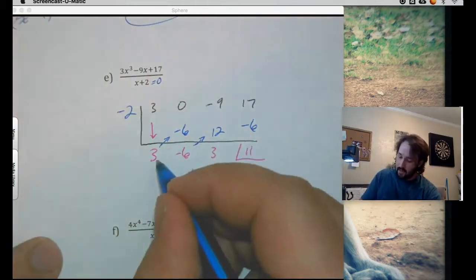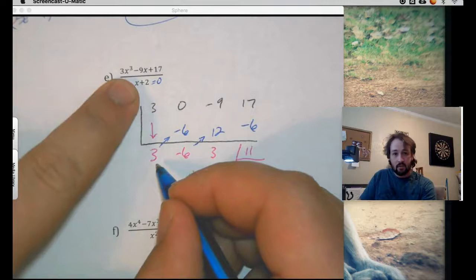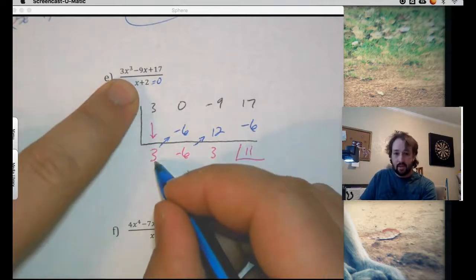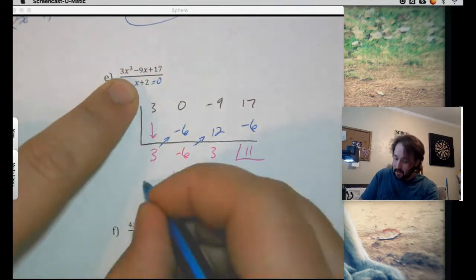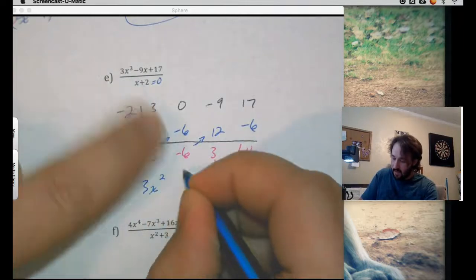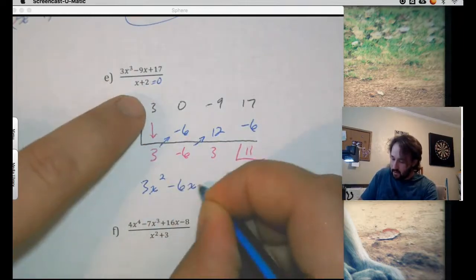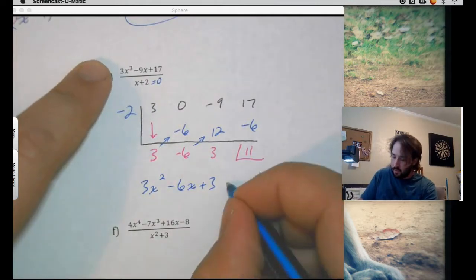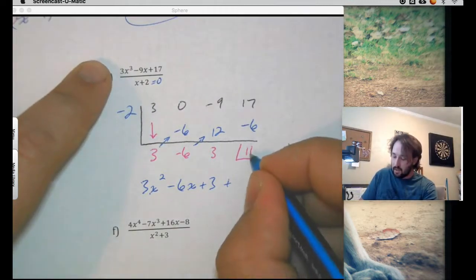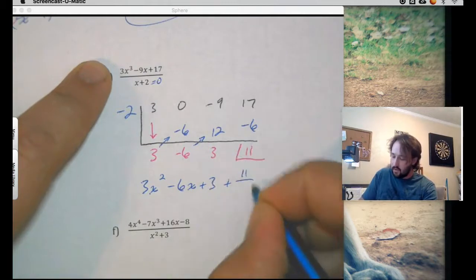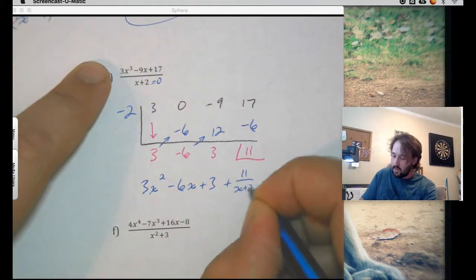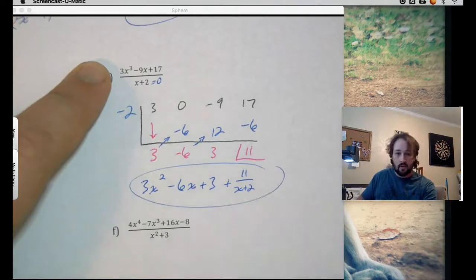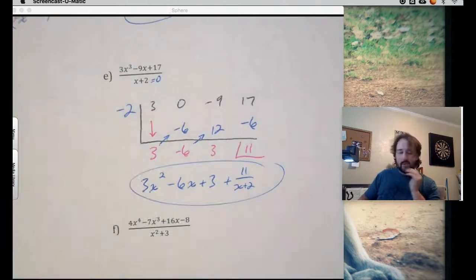Notice I started with x to the third in this one. So now what this is telling me is this is 3x squared. So I have 3x squared minus 6x plus 3. And then with my remainder, just like we did in the other one, I'm going to put it over what I'm still dividing by. So plus 11 over what I'm dividing by, which was x plus 2. There it is. All right, I'm going to do another one with synthetic, and then I'll practice long division again.